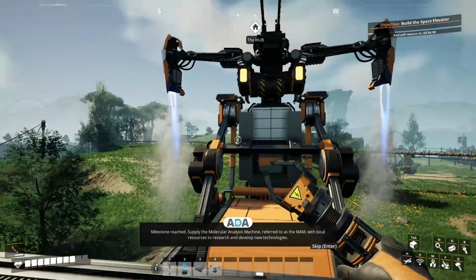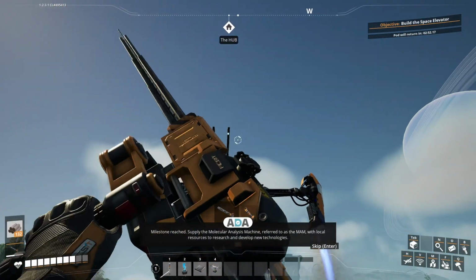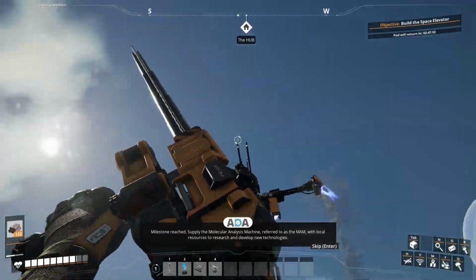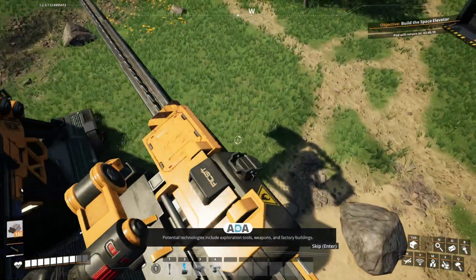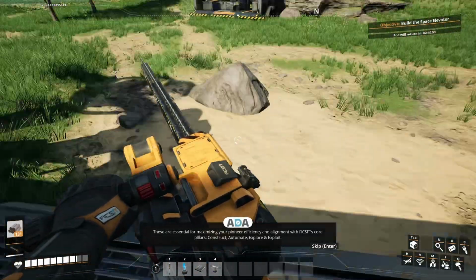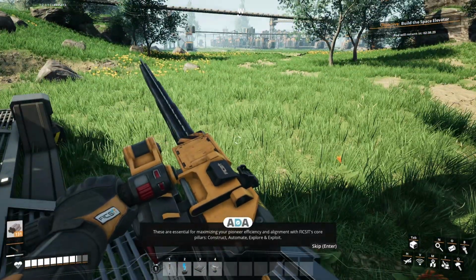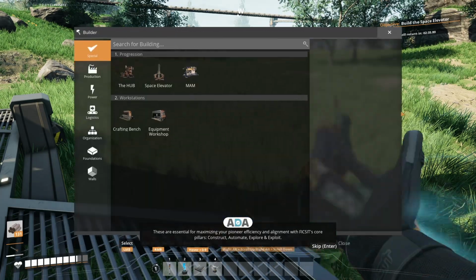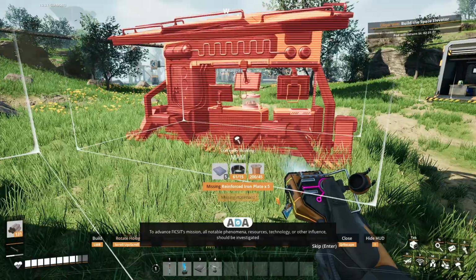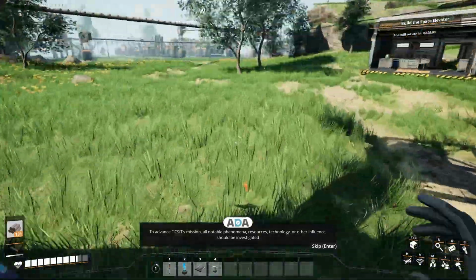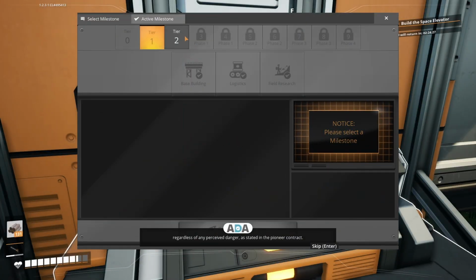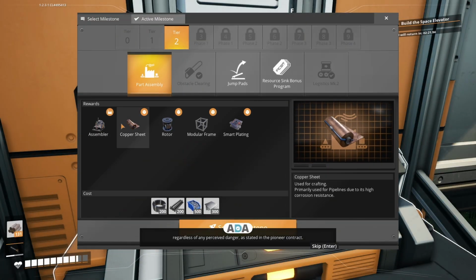Milestone reached. Supply the molecular analysis machine, referred to as the MAM, with local resources to research and develop new technologies. Potential technologies include exploration tools, weapons, and factory buildings. These are essential for maximizing your Pioneer efficiency and alignment with Fixit's core pillars: construct, automate, explore, and exploit. To advance Fixit's mission, all notable phenomena, resources, technology, or other influence should be investigated regardless of any perceived danger, as stated in the Pioneer contract.